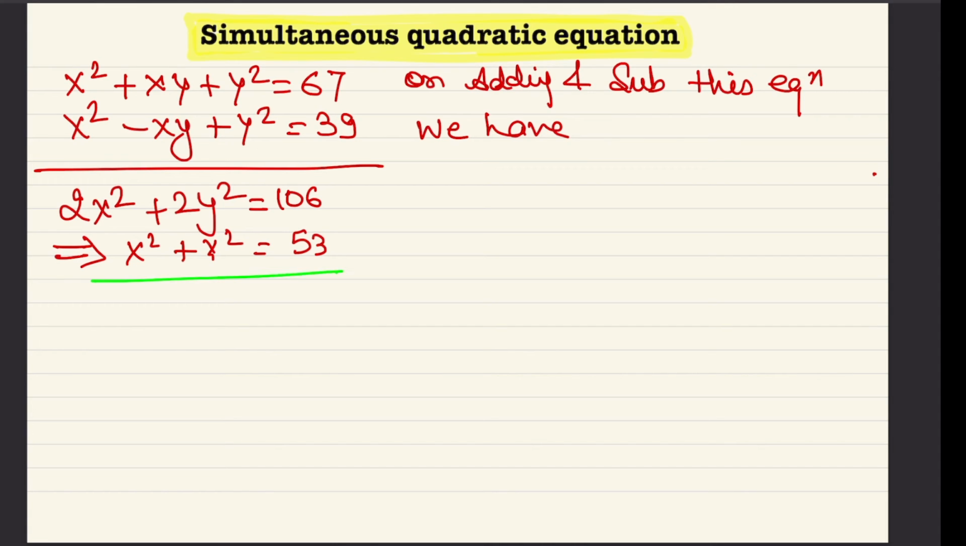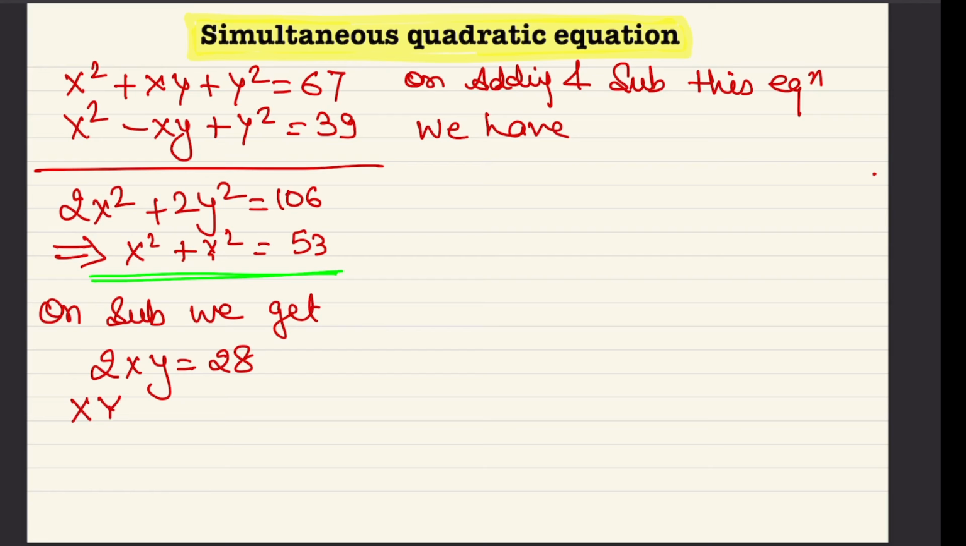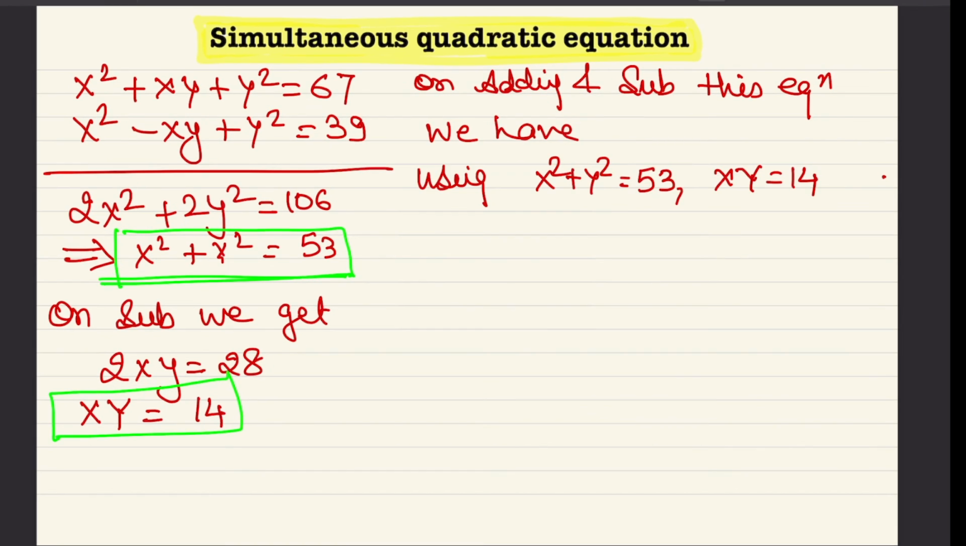This is one of the equations. Now the second, on subtracting, we get 2xy is equal to 28, which gives you xy equal to 14. This is another equation. Now we'll choose the values of x and y such that they should satisfy the equations x square plus y square equal to 53 and xy equal to 14.